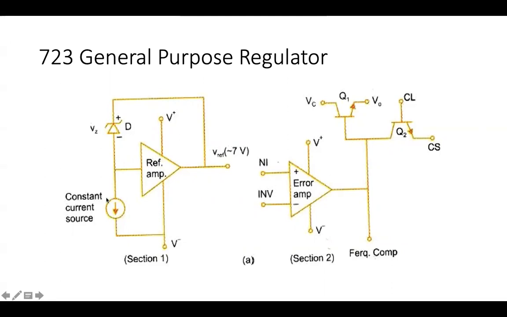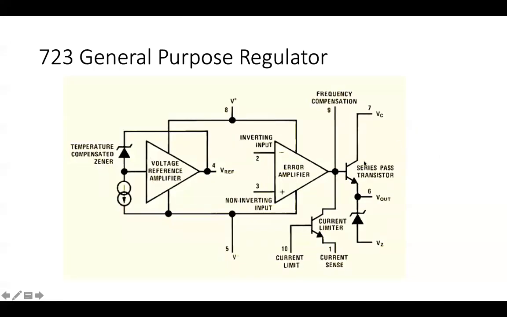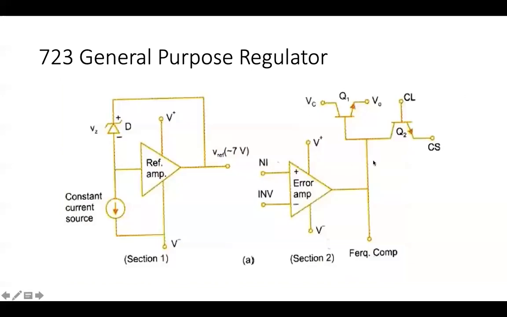So you have a constant current source, then a Zener diode and an op-amp here, and the final voltage that comes across is approximately 7 volts. And the error amplifier, which has inverting and non-inverting inputs, NI is non-inverting. The output here is driven by the two transistors I was mentioning, Q1 and Q2. This image is shifted anti-clockwise, you can see here. And you have the collector voltage and the output voltage here.